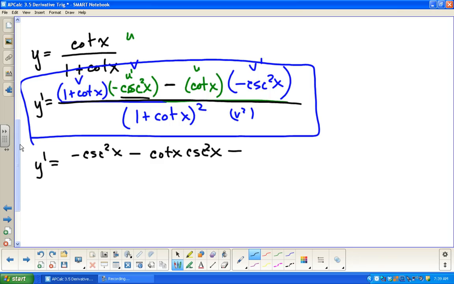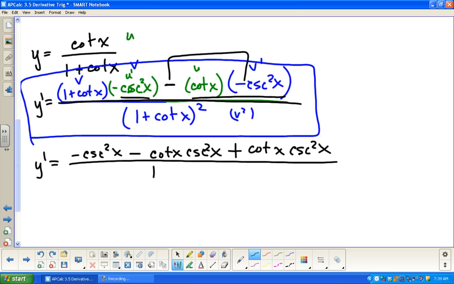Now, this is minus, and this is all multiplication, so we're not distributing here. I'm just making sure that I notice there's a negative times a negative, so I'm going to make that plus. This is cotangent x cosecant squared x. All of this is still over my denominator squared, which I am not going to multiply out. I don't see any reason to do that. Then notice that some of this stuff goes away, which is kind of cool.